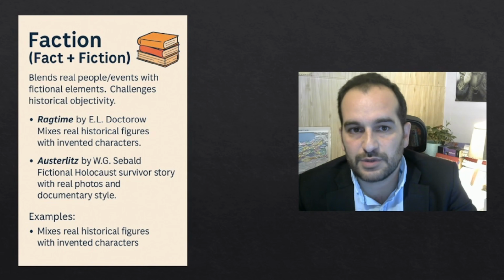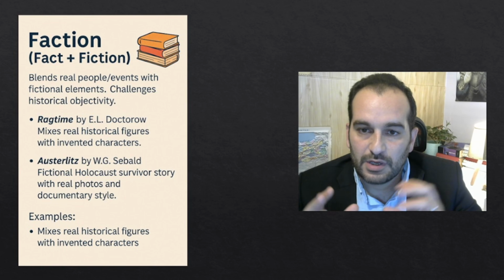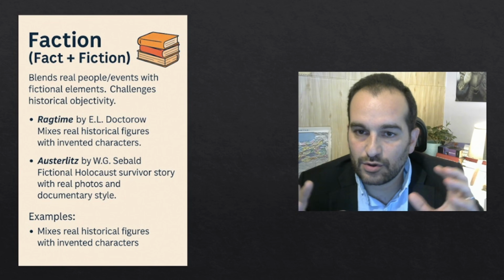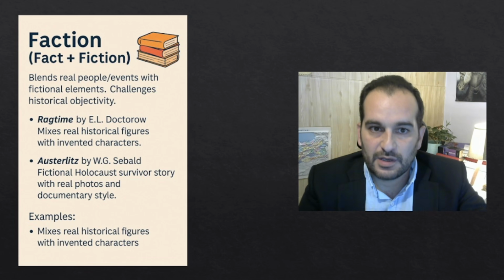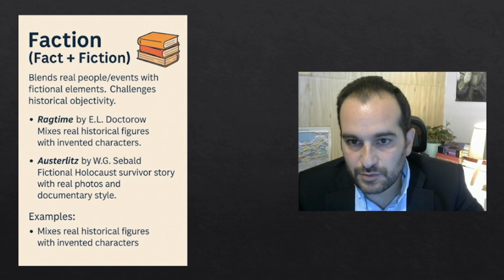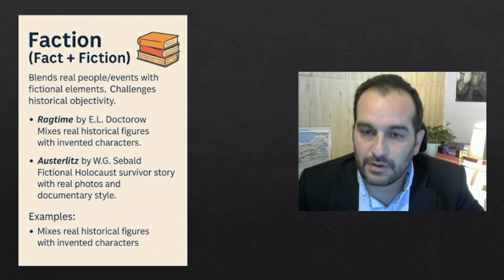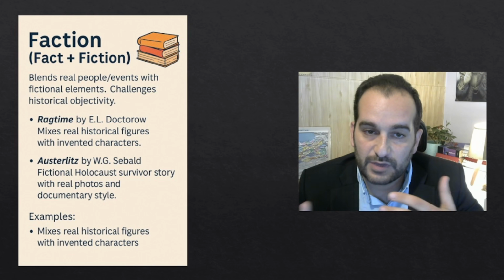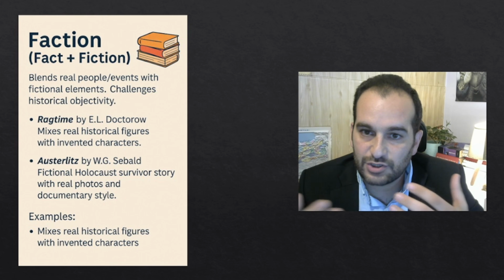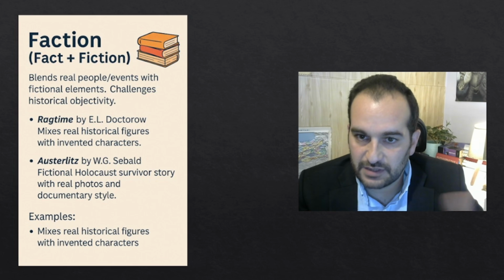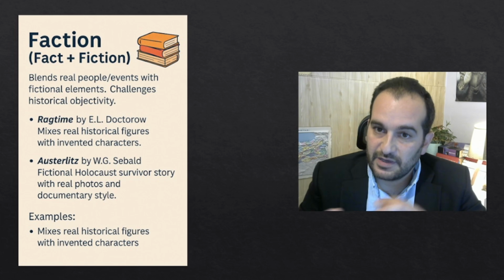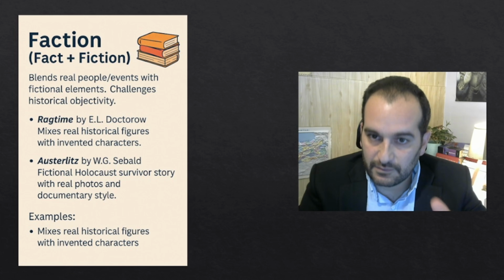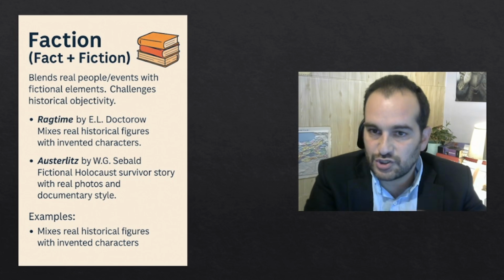Here we come to this element, faction. This word is the combination of two words, fact and fiction. So this word blends real people or real events with fictional elements and challenges historical objectivity. So it's the mixing of real historical events or real historical characters with fictional ones.